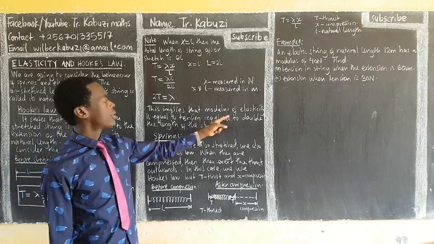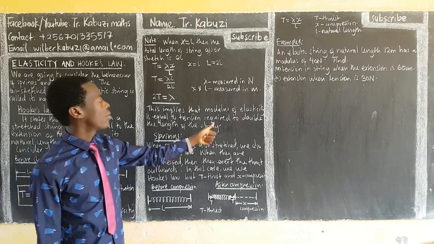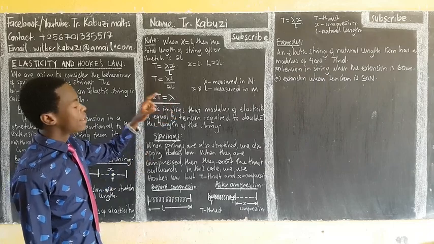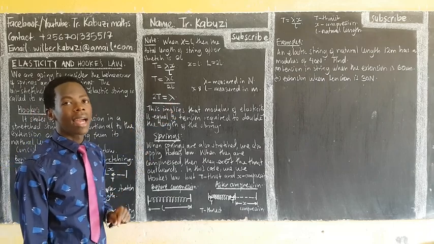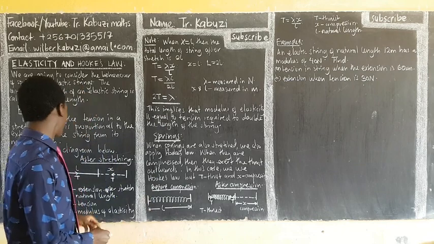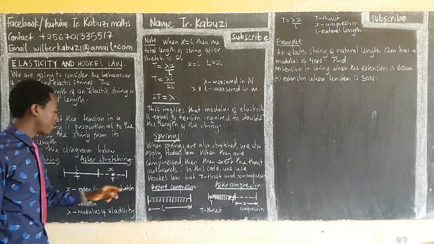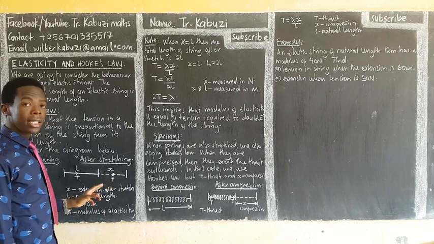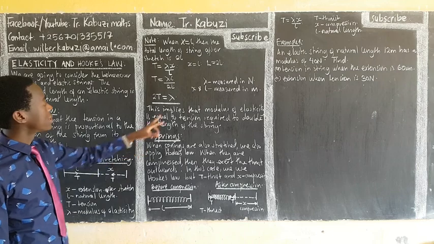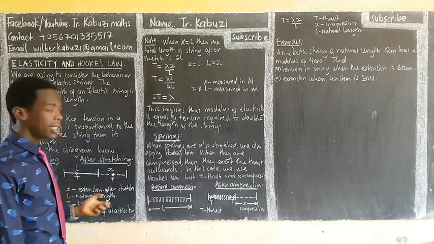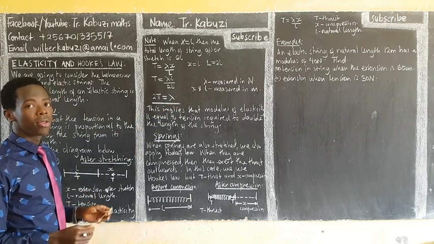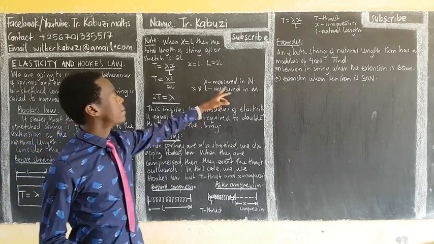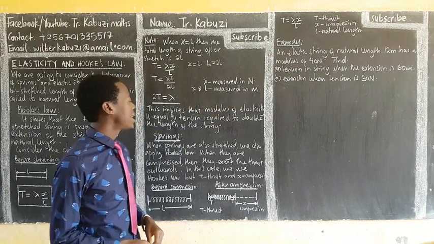This implies that the modulus of elasticity is equal to the tension required to double the length of the string. So always this modulus is the tension required to double the length of the string. As you see, this T, 2T, is going to be equal to lambda, if you are making the length twice the original or natural length. Okay, lambda is measured in newtons, x and L are measured in meters.